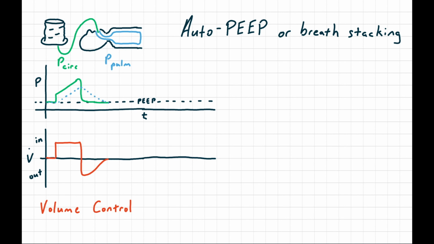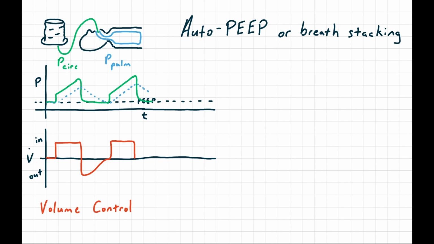We will stay in volume control mode. Looking down at the flow graph, we're going to start a new constant flow inspiration. The circuit pressure will increase as necessary to provide that flow, and then will continue to increase to match the increase in pulmonary pressure, and then we'll cycle to expiration, and the circuit pressure decreases back down to the PEEP. Pulmonary pressure will begin to decrease because of expiratory flow.